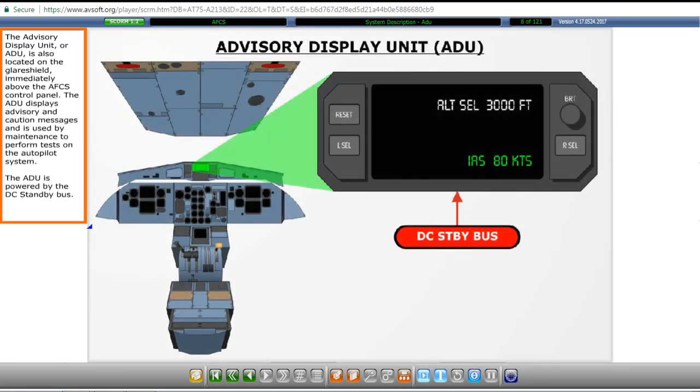The advisory display unit, or ADU, is also located on the glare shield immediately above the AFCS control panel. The ADU displays advisory and caution messages and is used by maintenance to perform tests on the autopilot system. The ADU is powered by the DC standby bus.